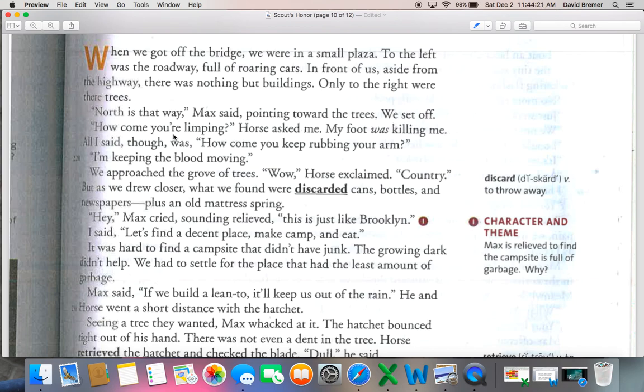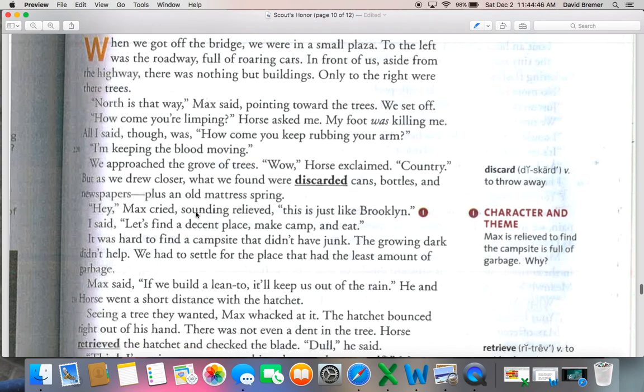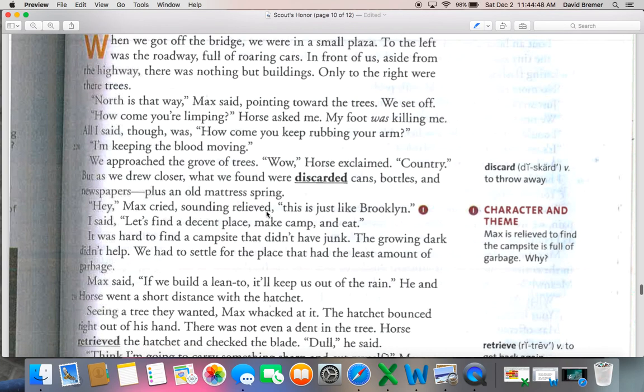We set off. How come you're limping? Horace asked me. My foot was killing me. All I said, though, was, how come you keep rubbing your arm? I'm keeping the blood moving. We approached the grove of trees. Wow, Horace exclaimed, country. But as we drew closer, what we found were discarded cans, bottles, and newspapers, plus an old mattress spring. Hey, Max cried, sounding relieved. This is just like Brooklyn.